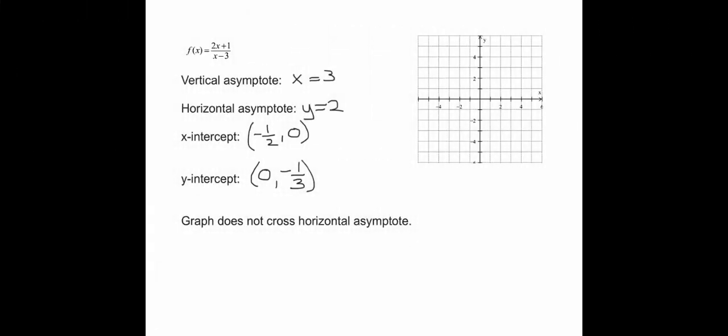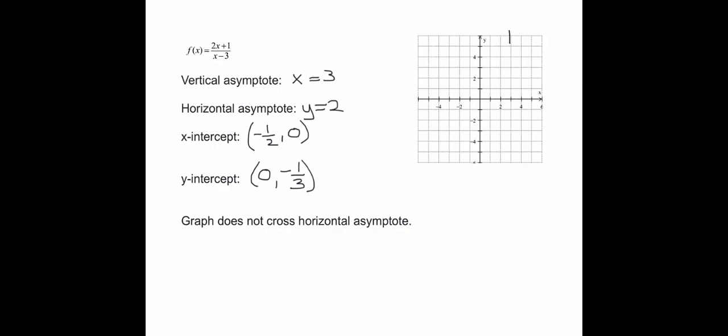So I've input all the information we found on the other slide. On here we go: our asymptotes and intercepts, and the fact that it doesn't cross the horizontal asymptote. So let's look at the vertical asymptotes. X equals 3, so let's grab the first.